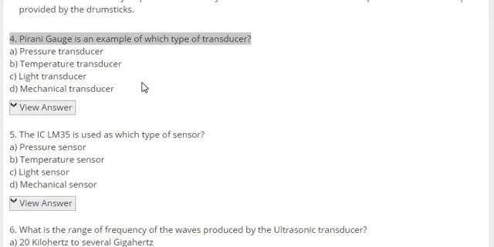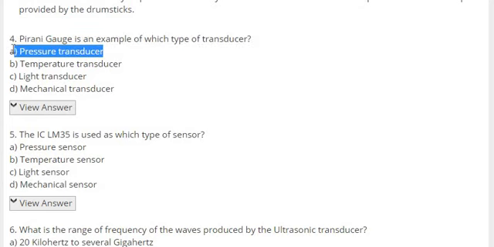A strain gauge is an example of which type of transducer? Option A, pressure transducers. Yes, the answer is first. So कोई भी गेज जो रहता है वो प्रेशर ट्रांसड्यूसर जैसा ही वर्क होता है, नॉट ए टेम्परेचर सेंसर और लाइट ट्रांसड्यूसर, मैकेनिकल ट्रांसड्यूसर.